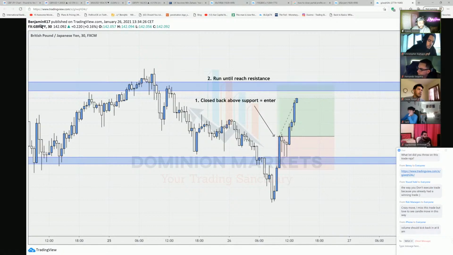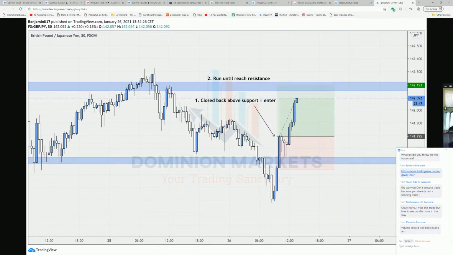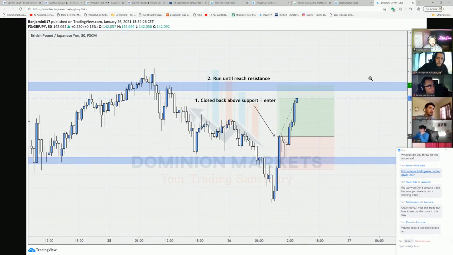Alright, let's take a look over here. This is 30 minute chart, closed back above support. You entered. Run until reach resistance. Oh, nice. Beautiful. Yeah, if it continues up to 142.190 there for you, that's going to be amazing.